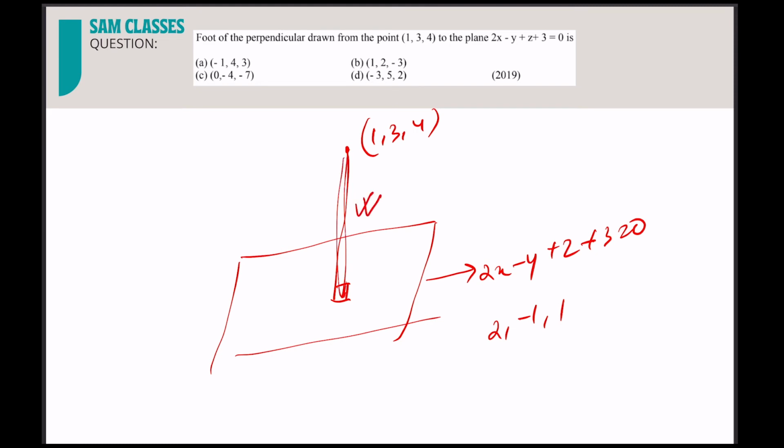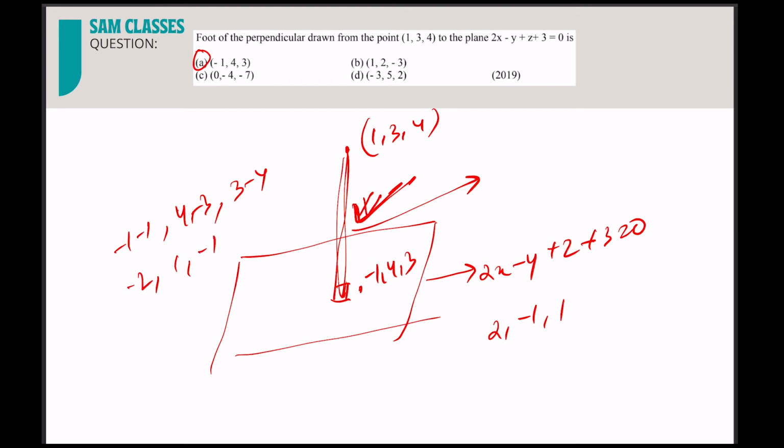One thing you can do: let's say this is my foot of perpendicular. Let's say I don't know the answer, maybe it can be wrong also. What is this point? Minus 1, 4 and 3. So I'll find the direction ratio of this line: minus 1 minus 1, 4 minus 3 and 3 minus 4, so minus 2, 1 and minus 1, correct? Because these two are perpendicular, if I take the dot product, what should I get? 0. So we got the direction ratio minus 2, 1, minus 1.